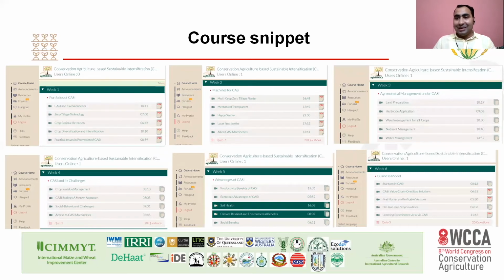It was a 6-week course, and during the first week we discussed the fundamental things, the concepts and everything, but in a practical way. In the second week, we demonstrated with the help of videos how to handle the machineries, how to calibrate the things related to conservation agriculture. The third week was more about agronomical management. During the fourth week, we discussed Kasi and its challenges, and then the advantages of Kasi. During the last week, we also discussed that if you are an entrepreneur, you can also start as a service provider, some business and entrepreneurial venture. And we also discussed some success stories.